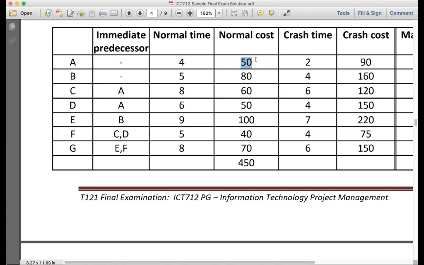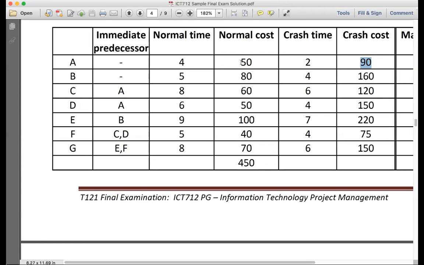The crash time is 2 days, so the period means 1 day. Each period is 1 day. So you need to see if 2 days is going to cost you $40, which is 90 minus 50, how much is 1 day going to cost you? $20. That's what you need to calculate, the crash cost per period.